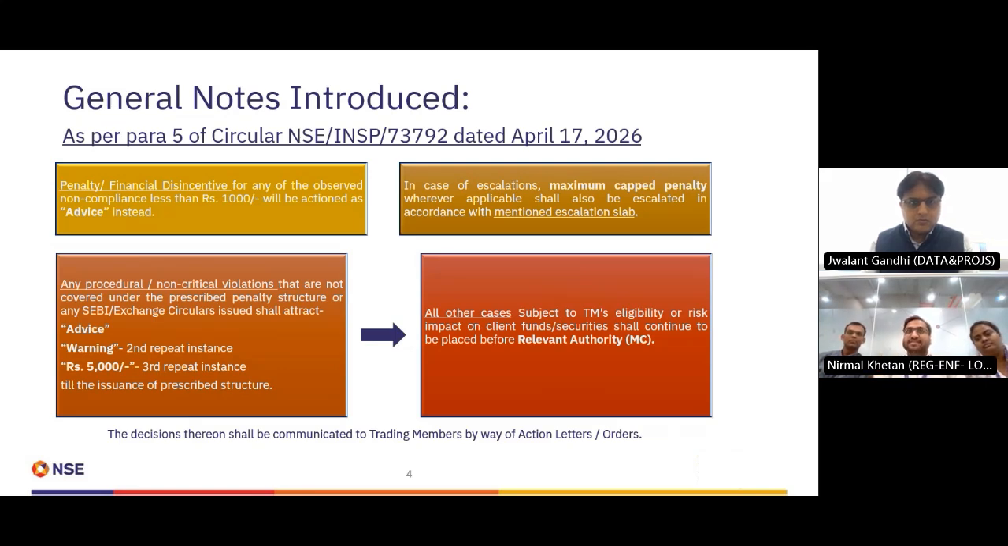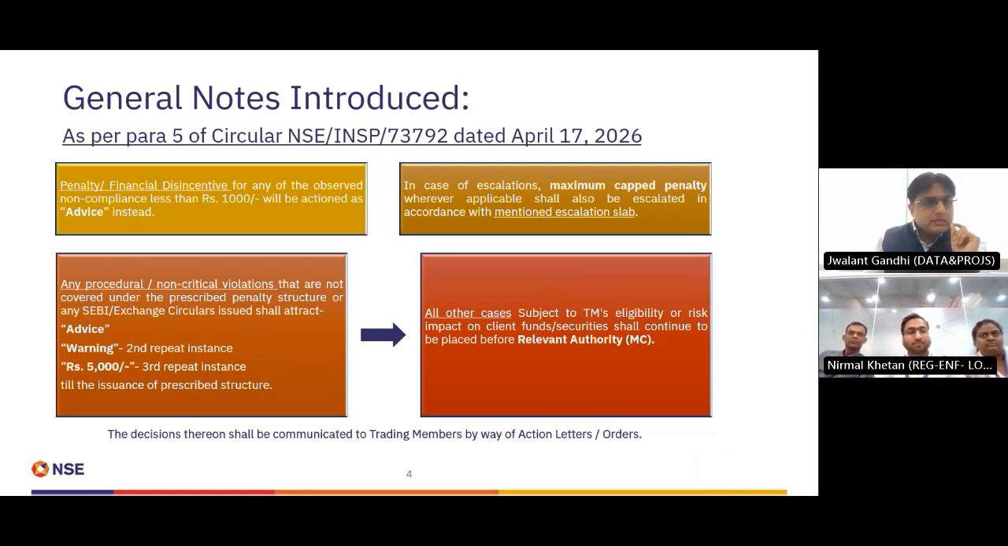In such scenarios, some procedural violations also tantamounted to being placed before the member committee, which was brought up during the discussions, and accordingly this proposal was made. Such non-critical and procedural violations can now be dealt with like this. So in such scenarios, an advice, warning and a 5,000 structure has been introduced to meet this.